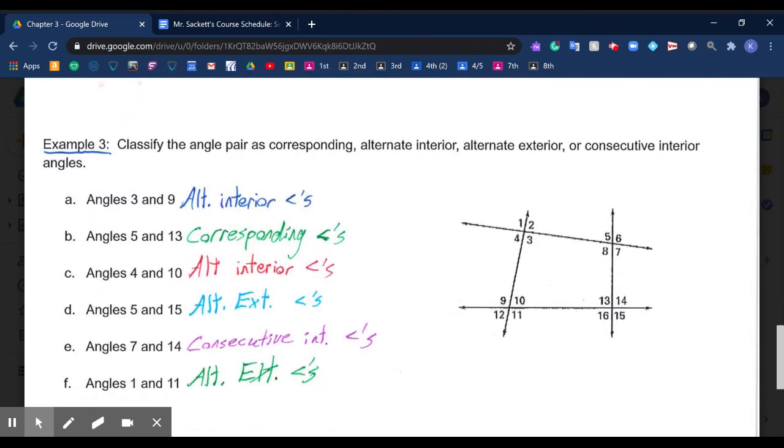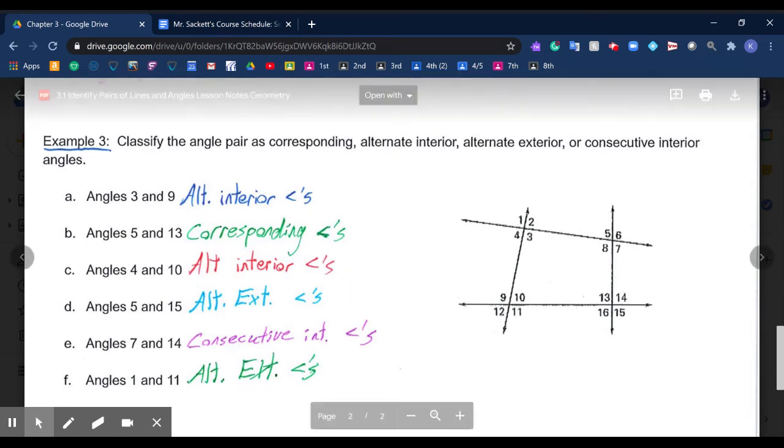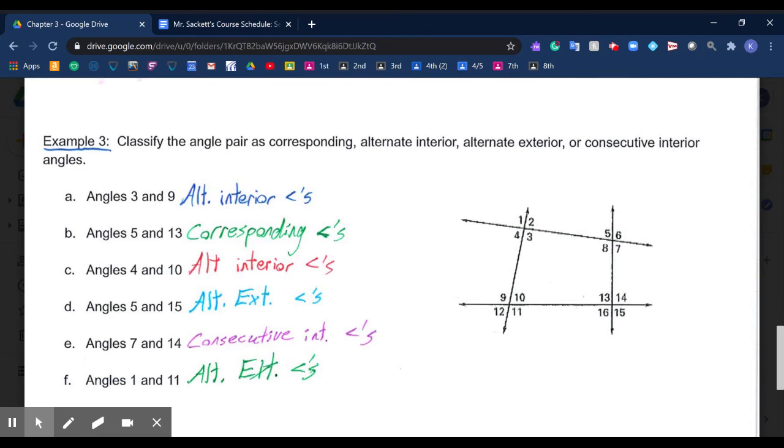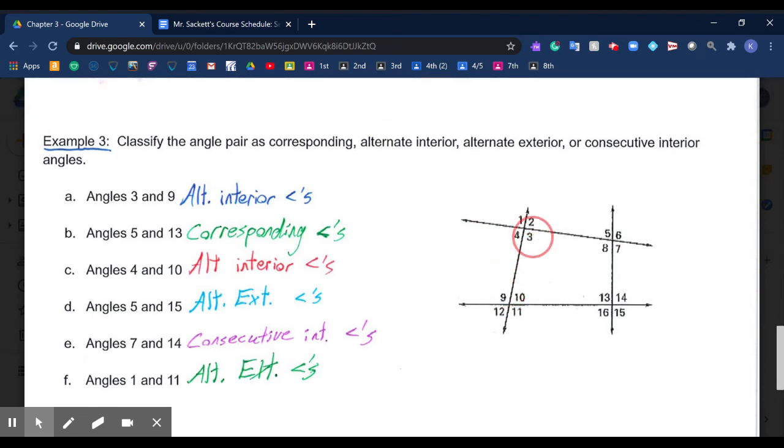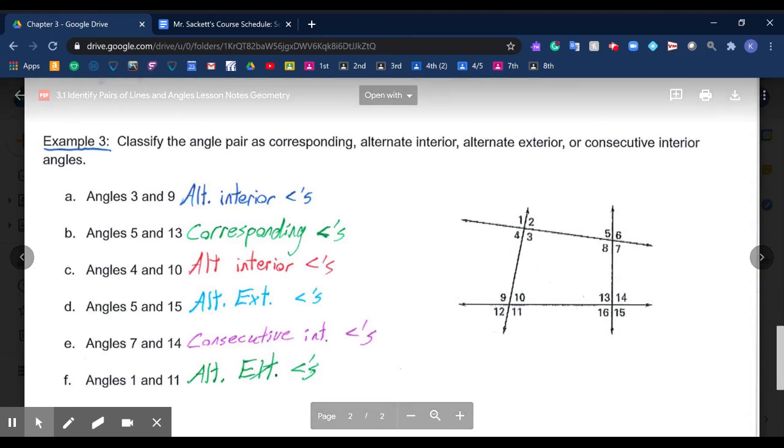Then we're going to classify each pair of the angles in this diagram using those definitions above of corresponding angles, alternate interior, alternate exterior, or consecutive interior. So in part A, angle 3 and angle 9. In this case, 3 and 9 are along this transversal. These are the two lines being intersected. So 3 and 9 are on the interior, alternate sides, so they're alternate interior angles.